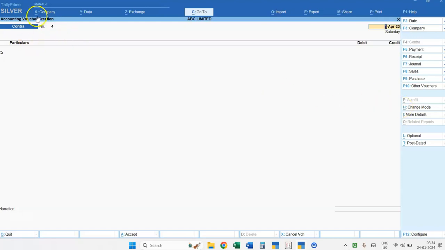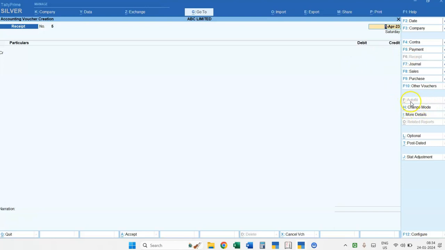As and when you select the voucher option from the Gateway of Tally, you will find that the accounting voucher creation window will open. Here there is the list of vouchers. You can select the voucher in which you want to make the entry. Suppose I want to make the entry in my receipt voucher, then I will select the receipt button from here.